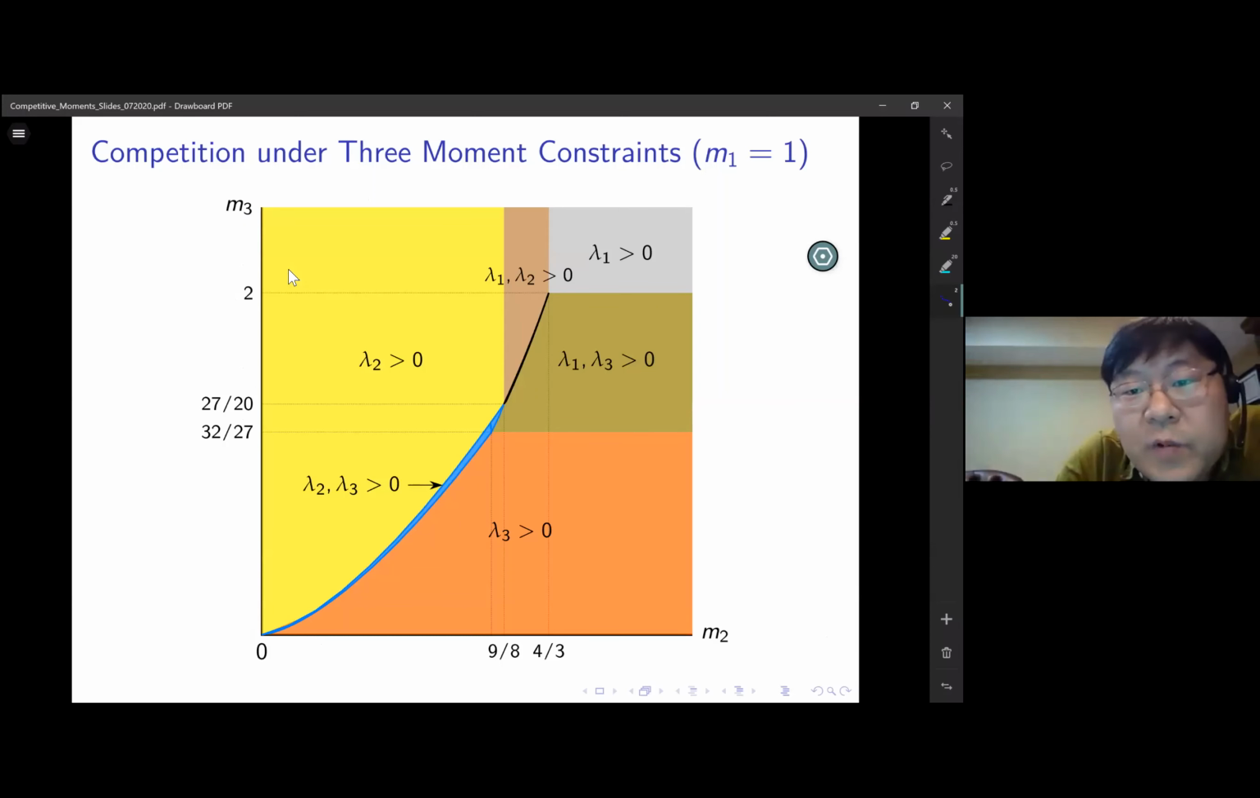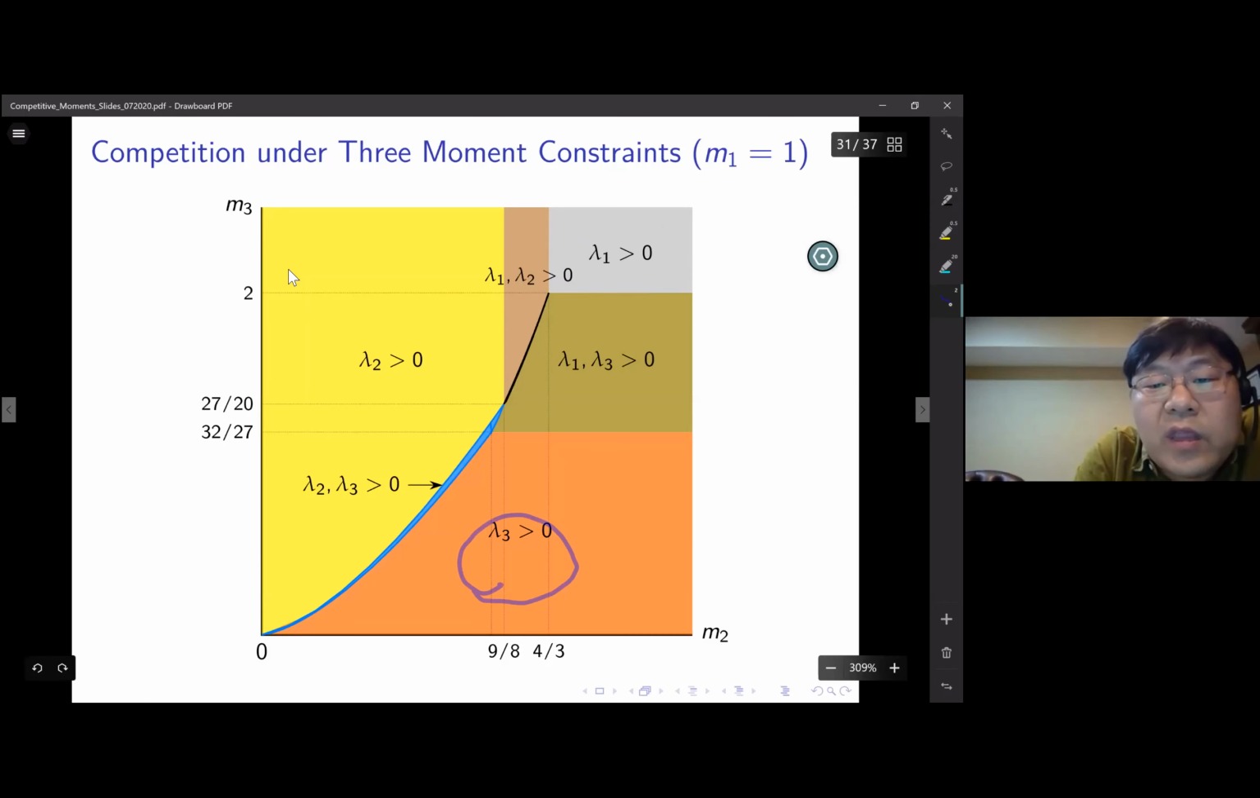So for example, here, this is when both M2 and M3 are sufficiently large. In this case, only the first moment constraint is going to bind, which makes sense. And looking at, for example, here, this is when M3 is relatively small, while M2 is sufficiently large. In this case, only lambda 3 is going to be positive.